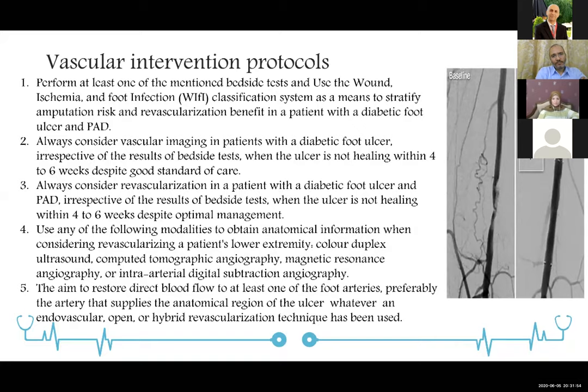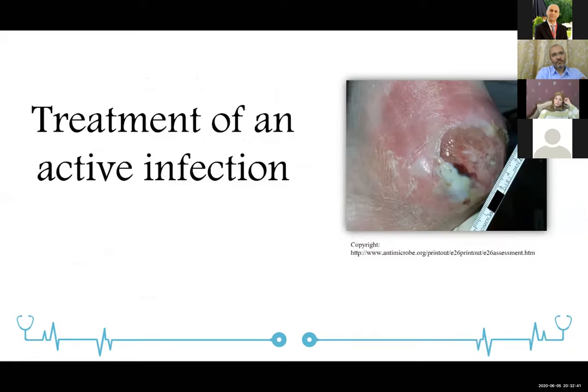As we can see in this image, the stenting of the femoral artery and revascularization. The aim is to restore direct blood flow to at least one of the foot arteries, preferably the artery that supplies the anatomical region of the ulcer, whichever endovascular, open, or hybrid revascularization technique has been used, as we saw in the anatomical blood supply of the foot. It is supplied by the anterior tibial, posterior tibial, and peroneal arteries. So any one of them can be opened according to the anatomical site of the ulcer.